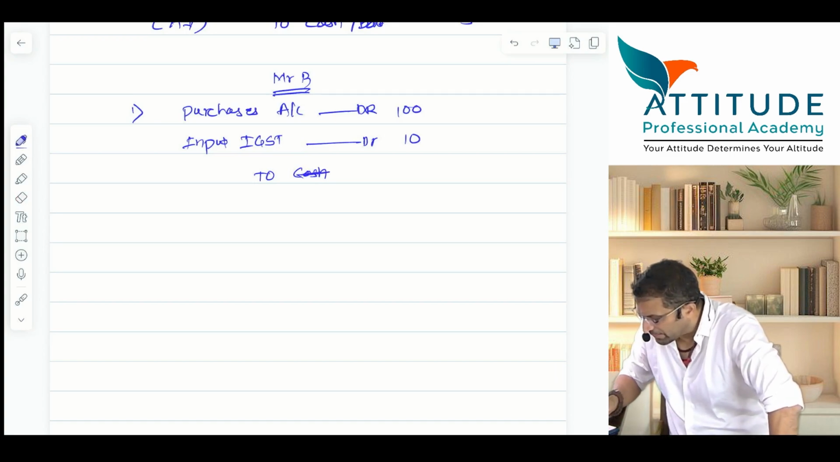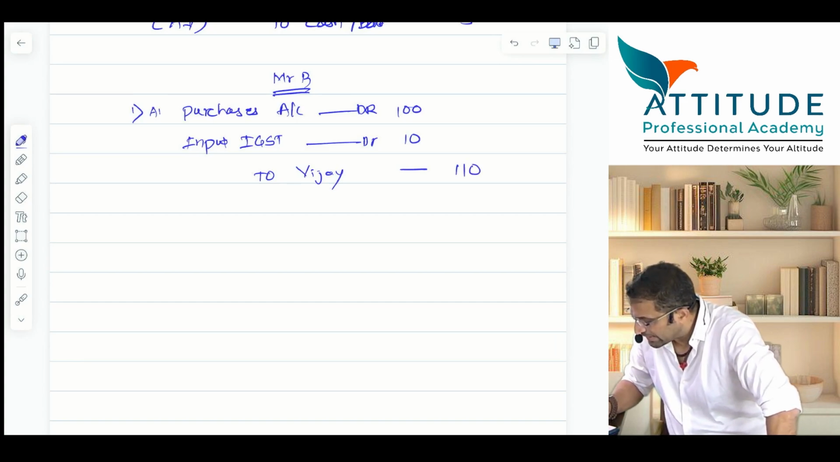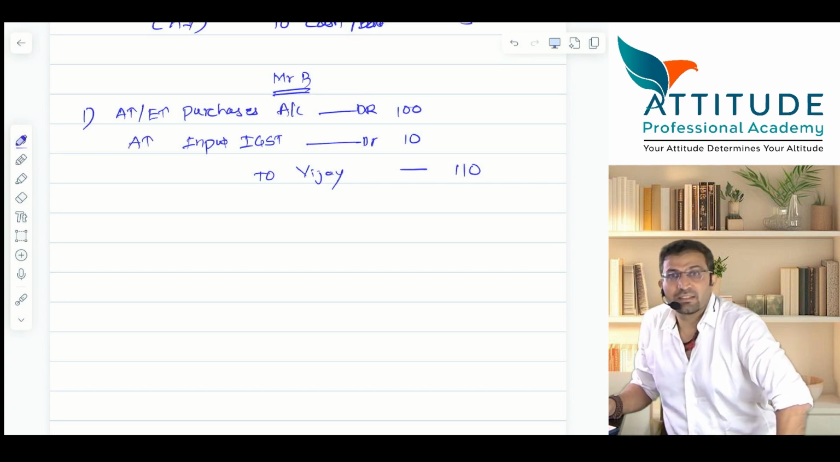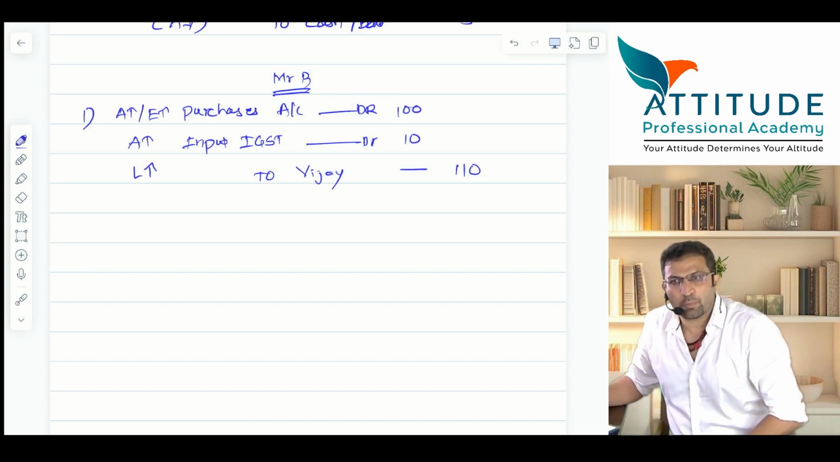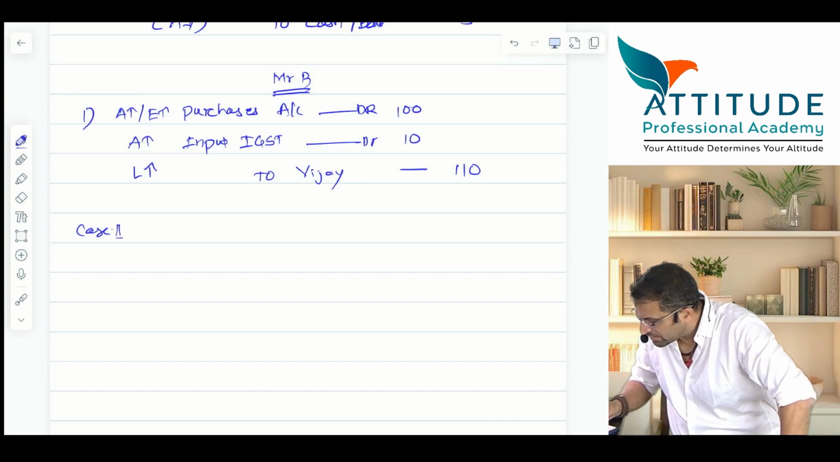Let us say you have purchased on credit from Mr. Vijay, to Vijay. Payable is 110. So this is asset increases or expense increases. Is that right? One second. First one. This is either asset increases or expense increases. Here tell me. Input IGST, reason: asset increases. Yes or no? And here liability increases. Liability you have to pay to Mr. Vijay.